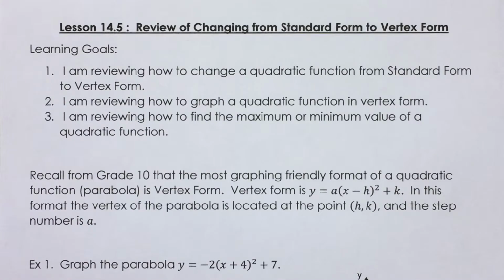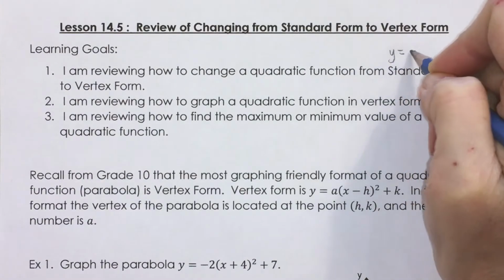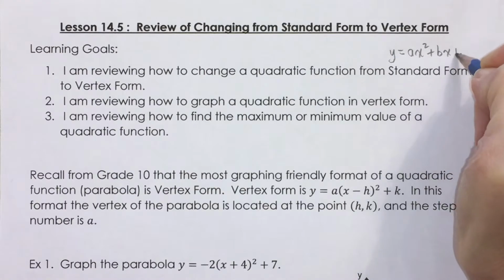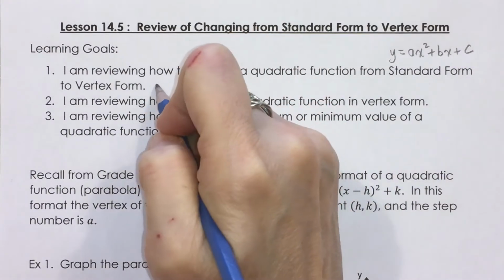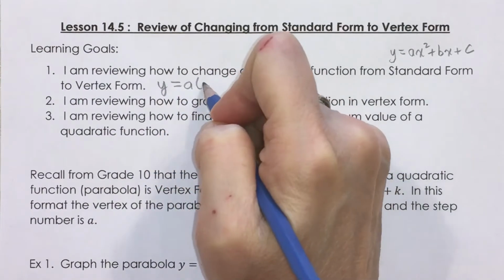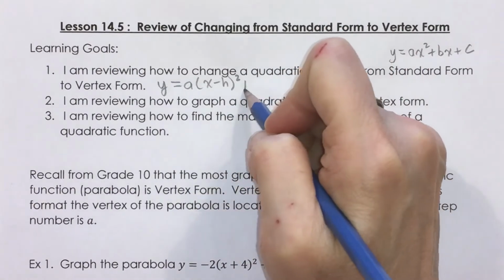Hi everyone. Today we're going to review from grade 10 how to change a quadratic function from standard form to vertex form. So our learning goals are going to be reviewing how to change a quadratic from standard form, which is the form y equals ax squared plus bx plus c, to vertex form, which is the form y equals a(x minus h) all squared, so there's your quadratic, plus k.